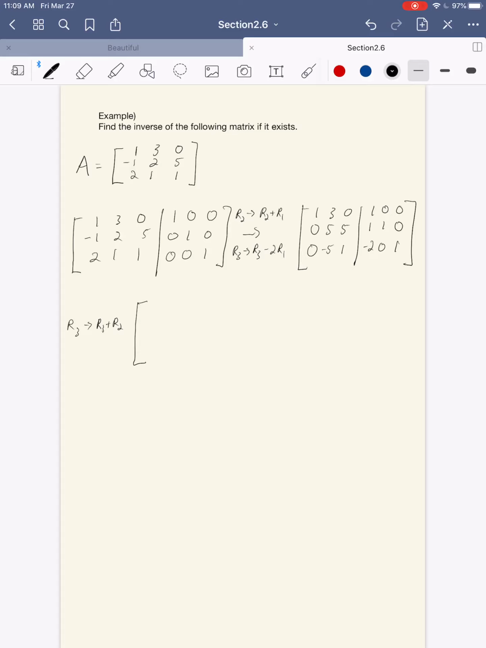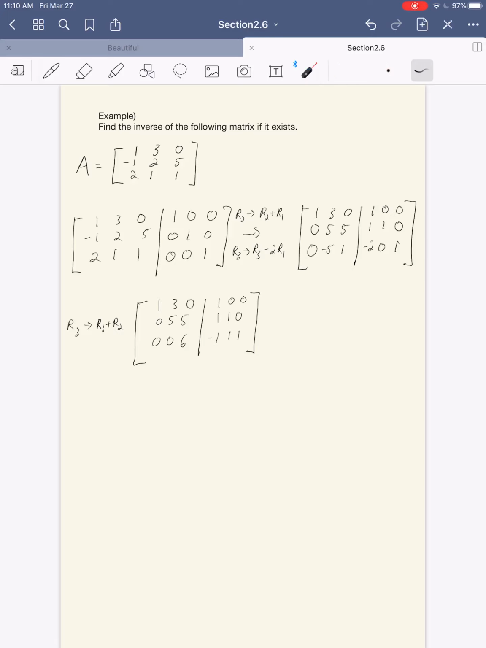So if we do that, we get 1, 3, 0, and then of course 1, 0, 0, that's not being affected, 0, 5, 5, 1, 1, 0, that's not affected, and the other one should be 0, 0, 6, because we're adding on there, and then it looks like we should get negative 1, 1, 1 when we do that, adding, of course, this 1, 1, 0 to that negative 2, 0, 1. Okay, so there's our new matrix there. Let's see what we should do next.